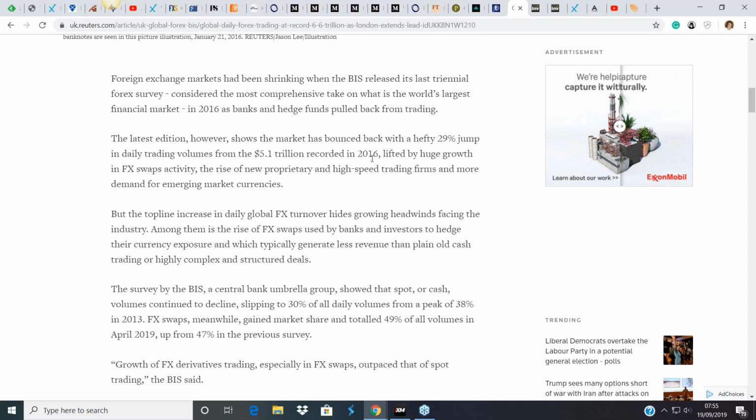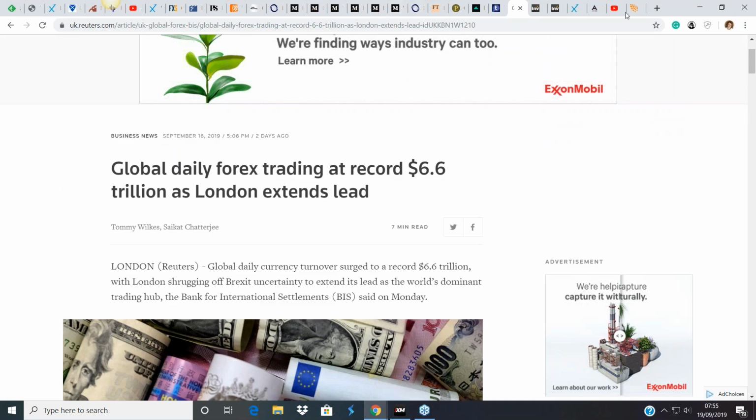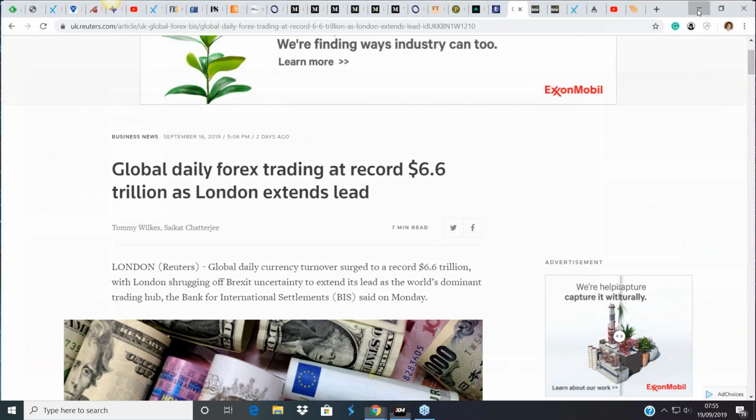As it says here, from 2016, it's gone from 5.1 trillion to 6.6, and it would be nice to take some of those points and make some money from it. So there we are. Right.